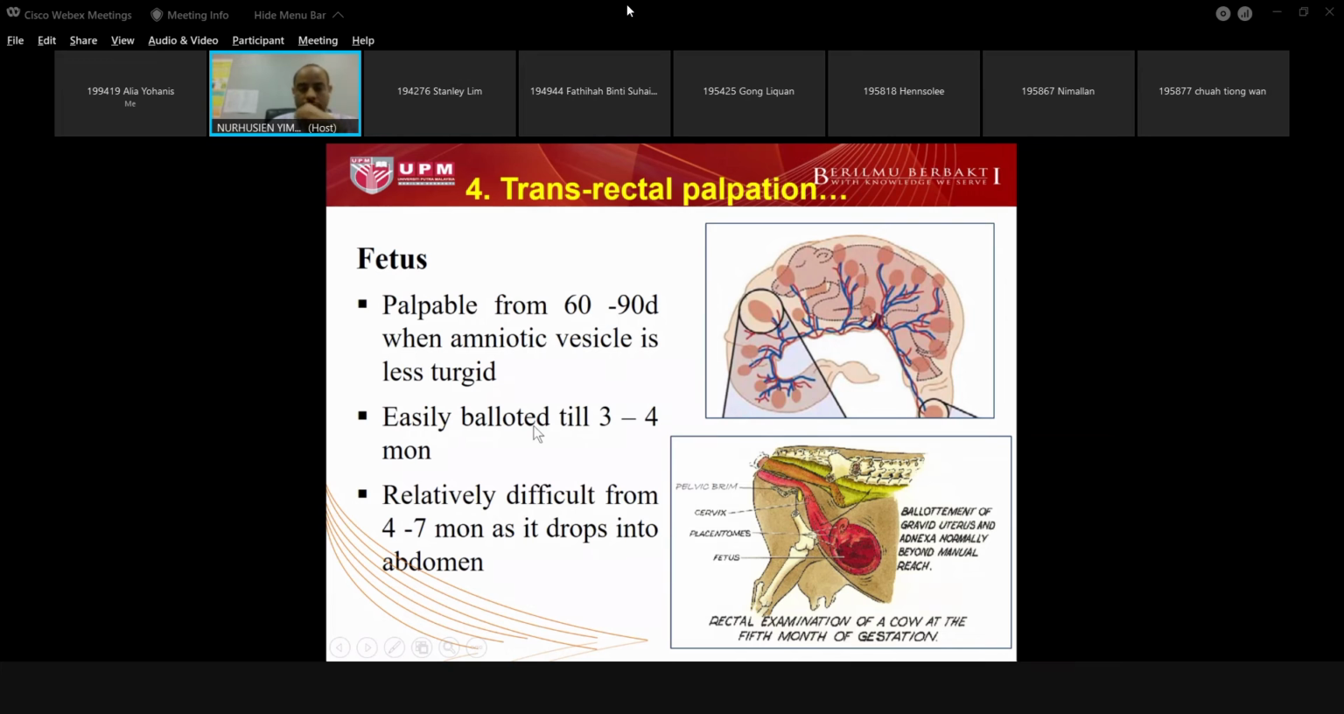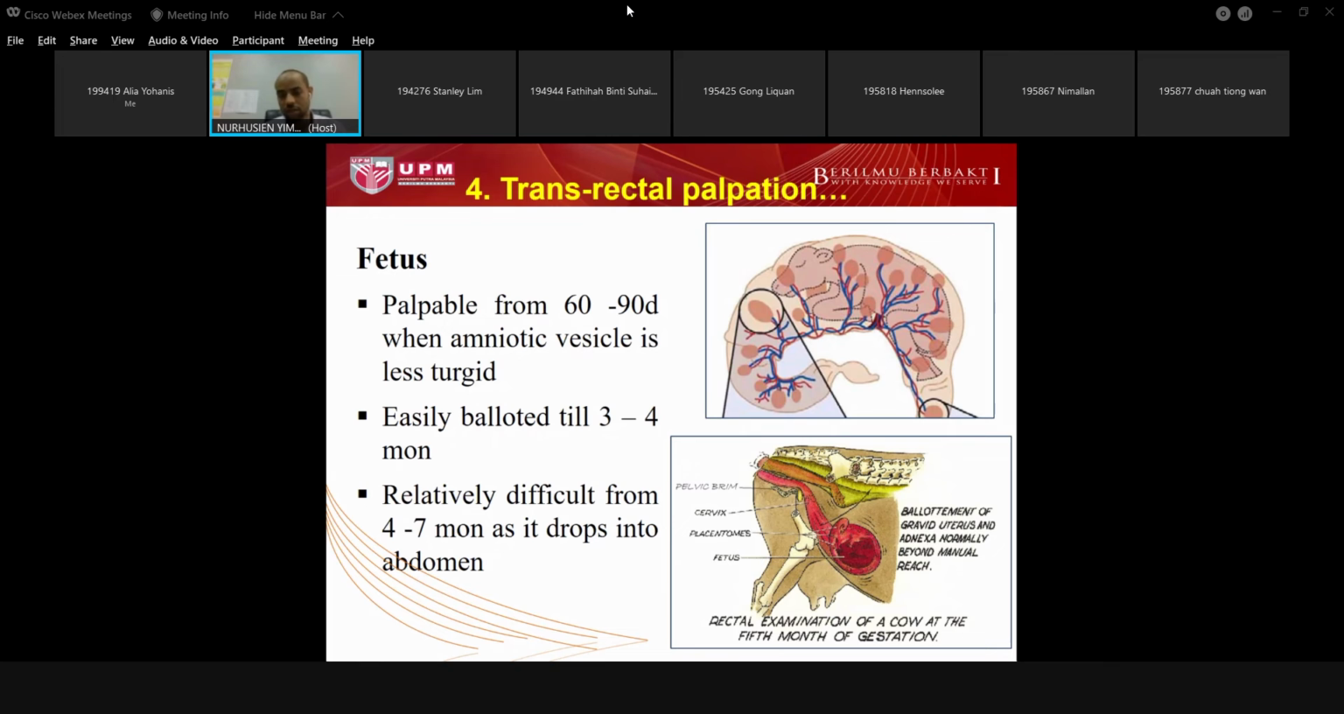The ballottement of the fetus is much easier to do during the 3 to 4 months period. This is during the midterm period. The first 3 months is the first trimester, and the second trimester is from 3 to 6 months. Within 3 to 4 months, it's very easy to perform ballottement for the fetus. But it becomes relatively difficult as you advance a little, from 4 to 7 months, especially from 5 to 6 months.